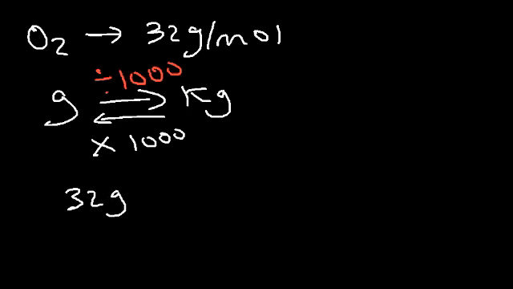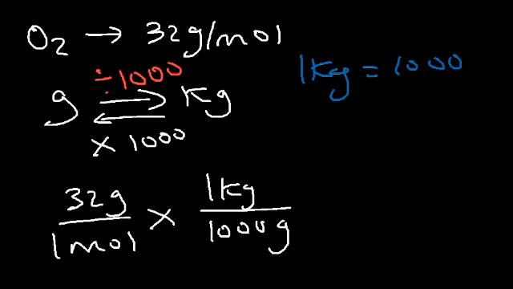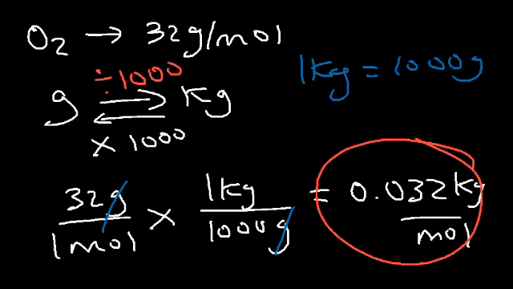So 32 grams over 1 mole. And we know that there's 1,000 grams per kilogram. Make sure you know your units. 1 kilogram is equal to 1,000 grams. You can see that we need to divide. So 32 divided by 1,000 is 0.032 kilograms per mole. So if you want to get the root mean square velocity, if you want to get the right answer, this is what you need to plug in for the molar mass of oxygen gas.